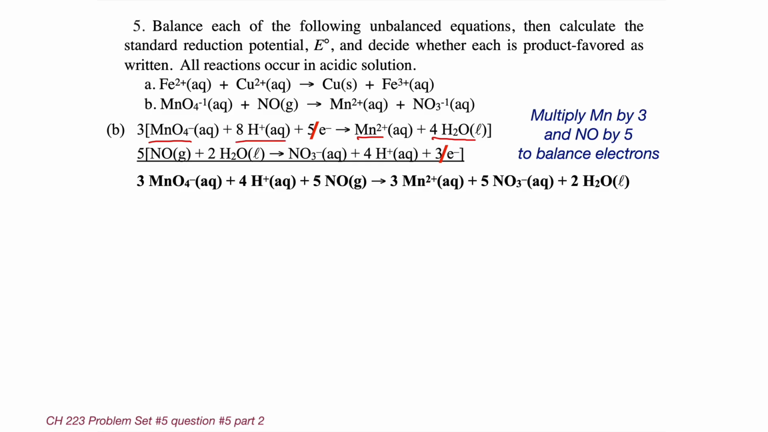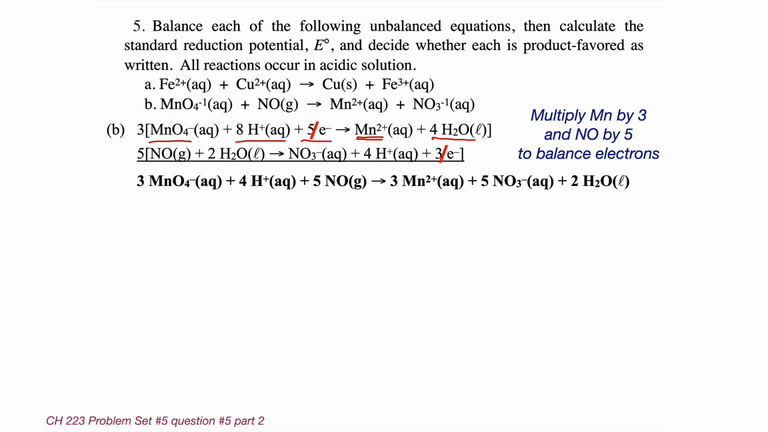And when you figure out the charge, the reactant side has -1 for permanganate and +8 for the hydrogen, so that's +7, and manganese is +2, so you need to add 5 negative electrons to make that happen.